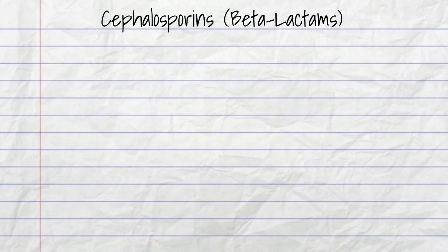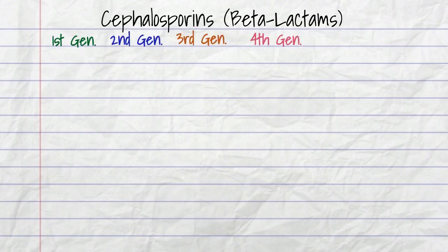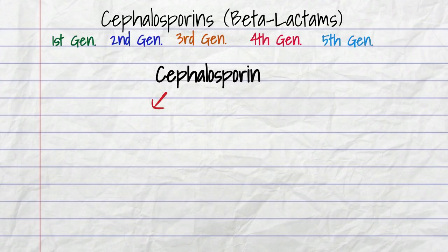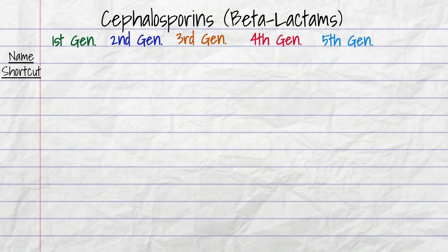There are 5 generations of cephalosporins. You can identify a drug as being a cephalosporin if the prefix begins with CEPH or CEF. To distinguish each generation, there are some unique patterns in the drug names. First generation cephalosporins will have FA or PHA in the name, for example, cephalexin or cefazolin.